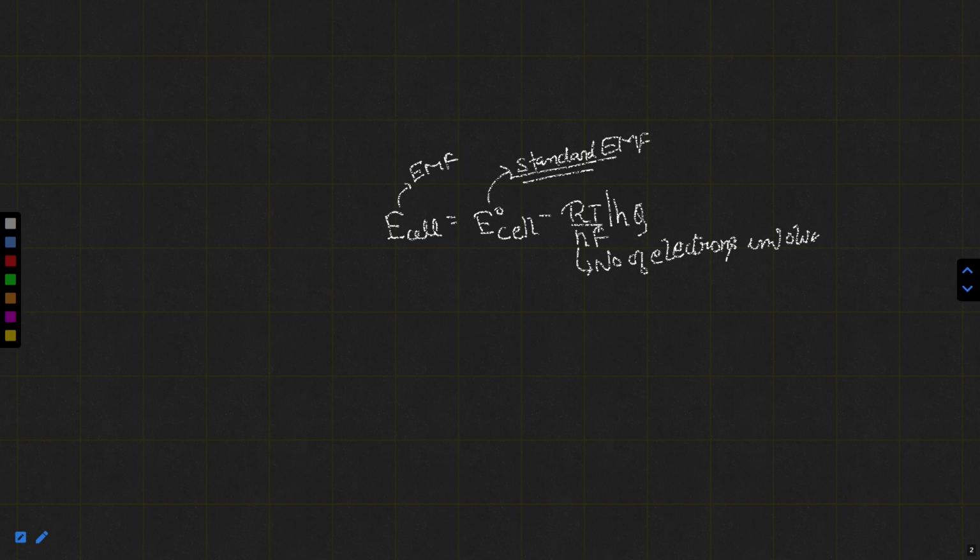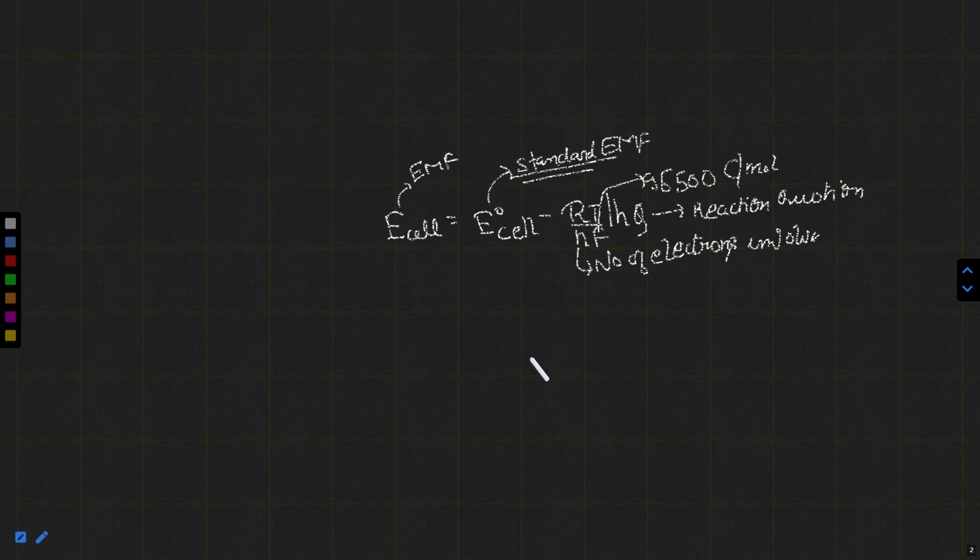Then we have our Faraday constant, whose value was 96500 coulomb per mole, and this is our reaction quotient. So this was our overall Nernst equation.